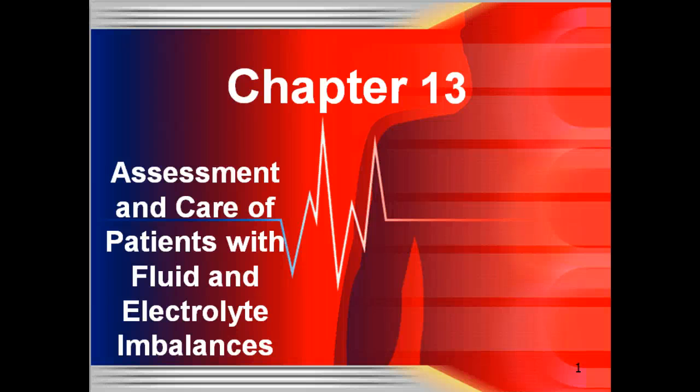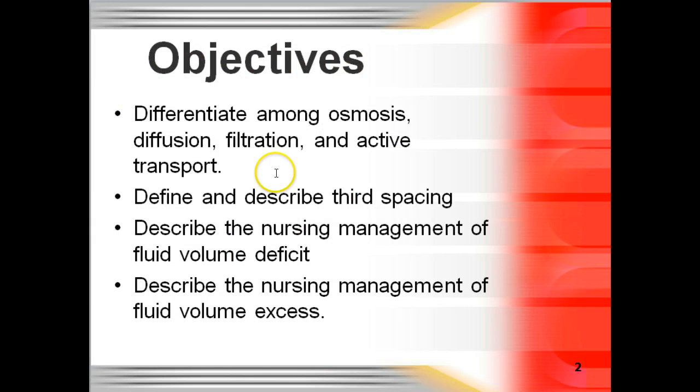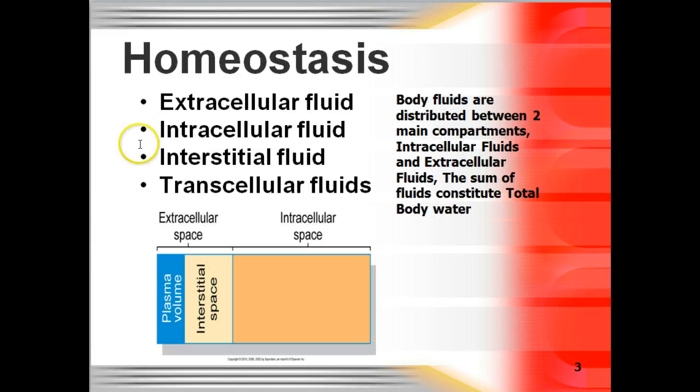Hello, this is Chapter 13, Assessment and Care of Patients with Fluid and Electrolyte Imbalances. The objectives are to differentiate among osmosis, diffusion, filtration, and active transport, define and describe third spacing, describe the nursing management of fluid volume deficit, and describe the nursing management of fluid volume excess.